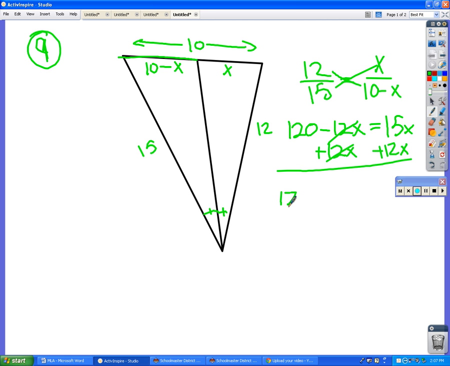So those cancel. 120 equals 27x. Divide by 27.